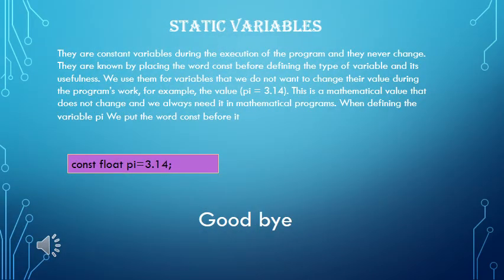Static variables. They are constant variables during the execution of the program and they never change. They are known by placing the word const before declaring the type of variable. We use them for variables that we do not want to change their value during the program's work. For example, the value pi equals 3.14. This is a mathematical value that does not change and we always need it in mathematical programs. When declaring the variable pi we put the word const before it: const float pi equals 3.14.